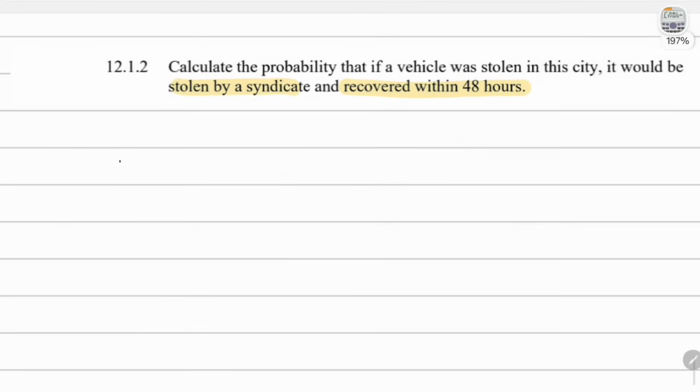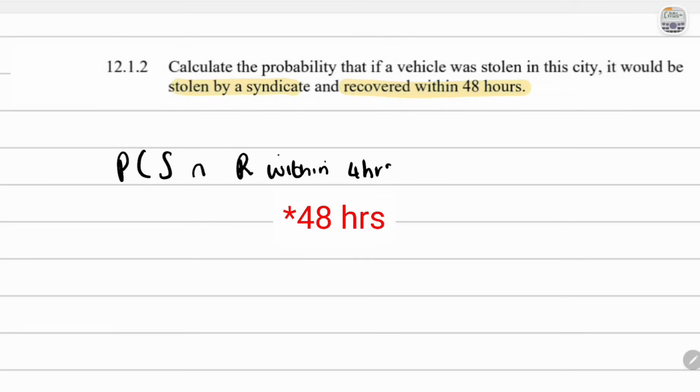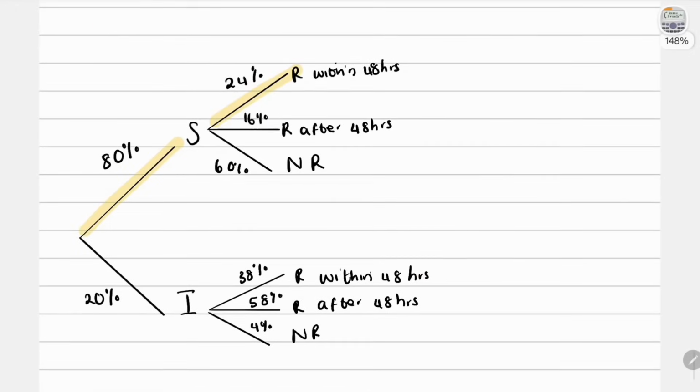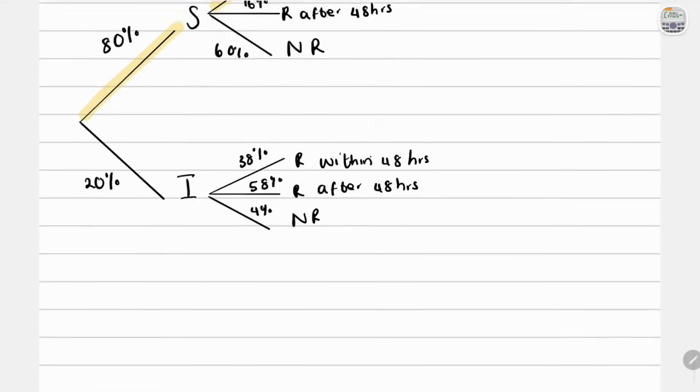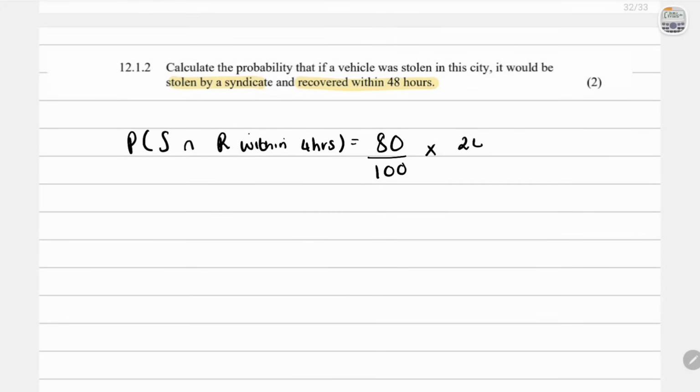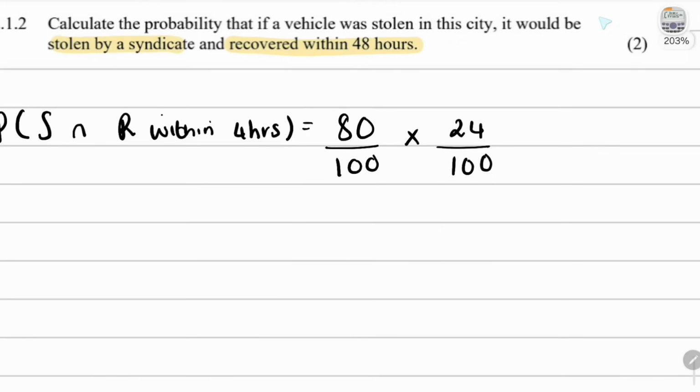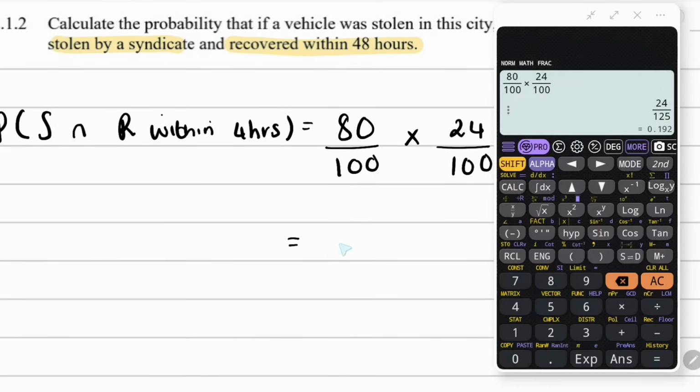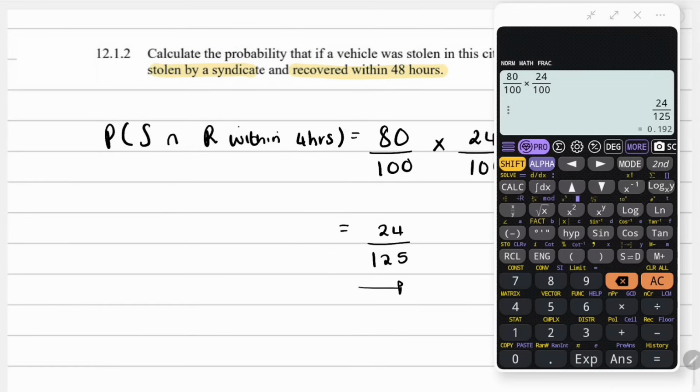So tell them that the probability that it was stolen by a syndicate and then at the same time it was recovered within 48 hours is equal to, so that was 80%, so that's 80 over 100 multiplied by recovered within 48 hours was 24%. So we'll say 24 over 100, and let's just find out what that gives us. And that is 24 over 125. Okay, and I'll just leave it as a fraction. And that is our answer.